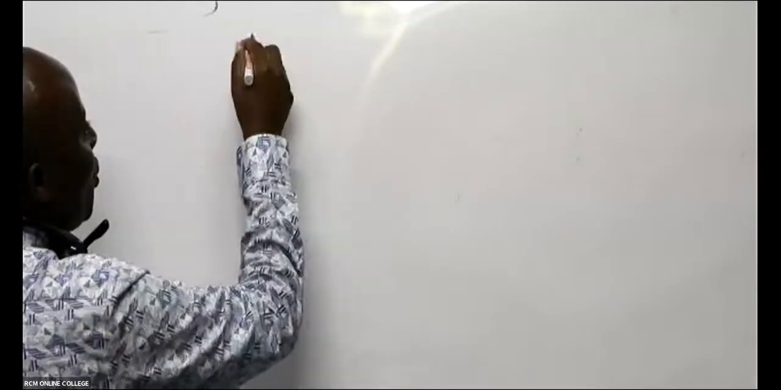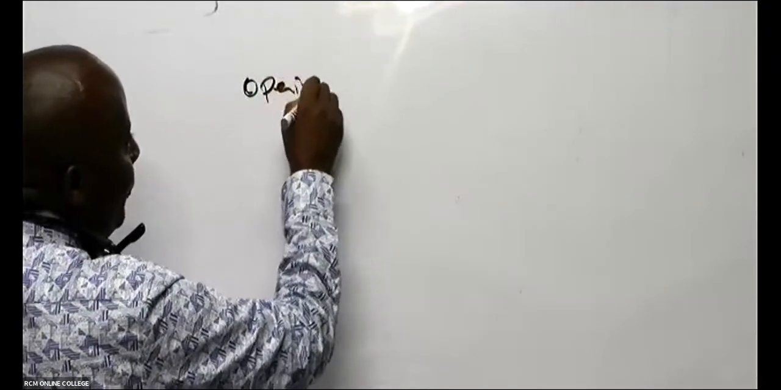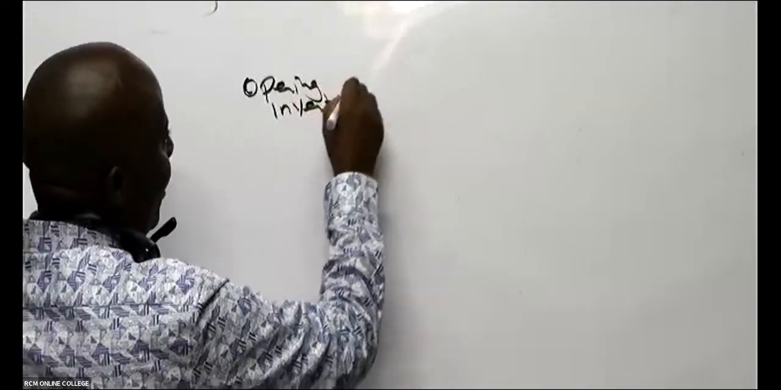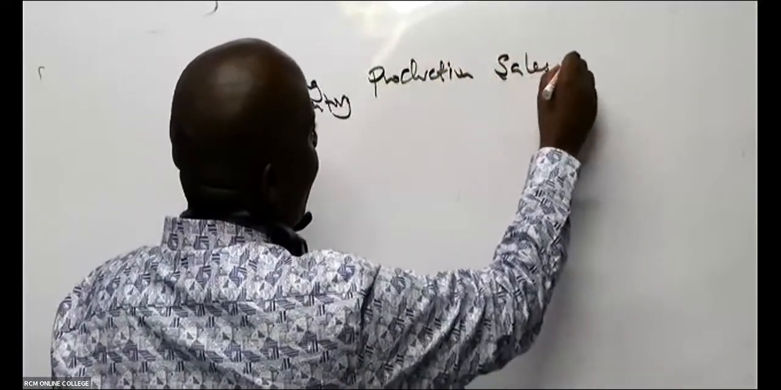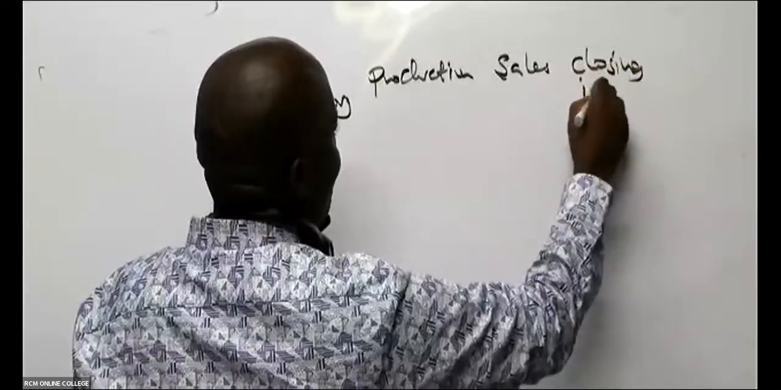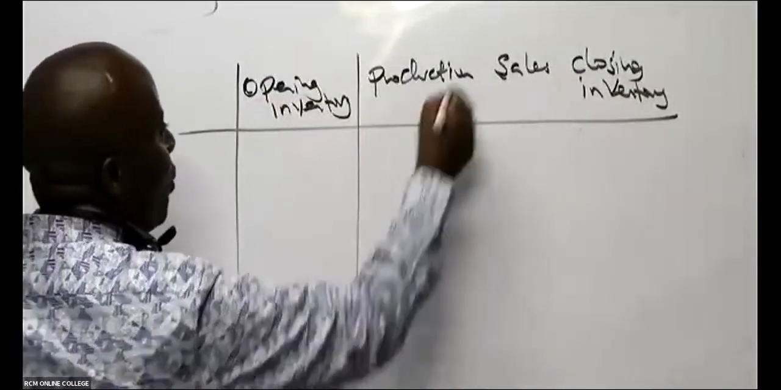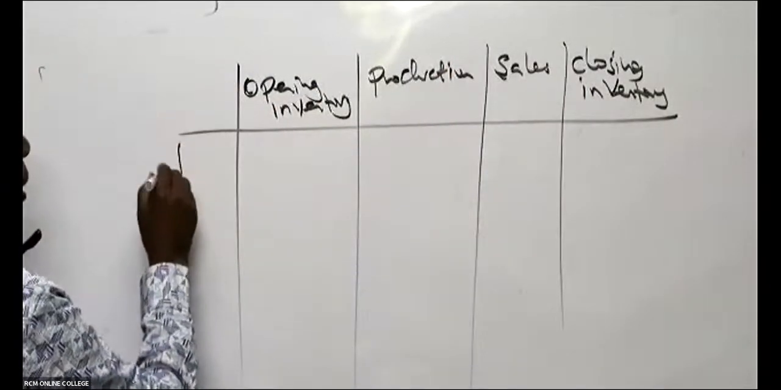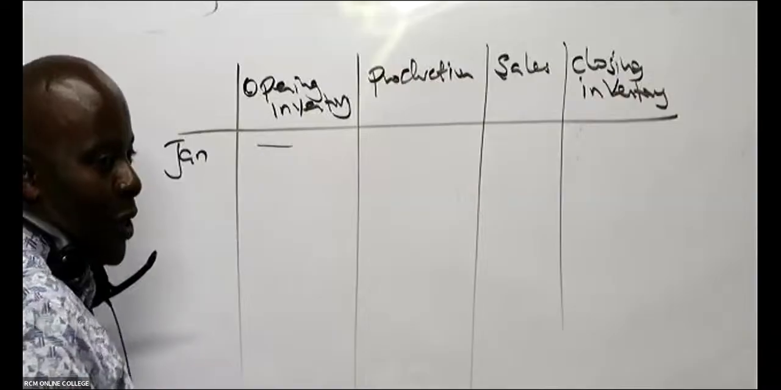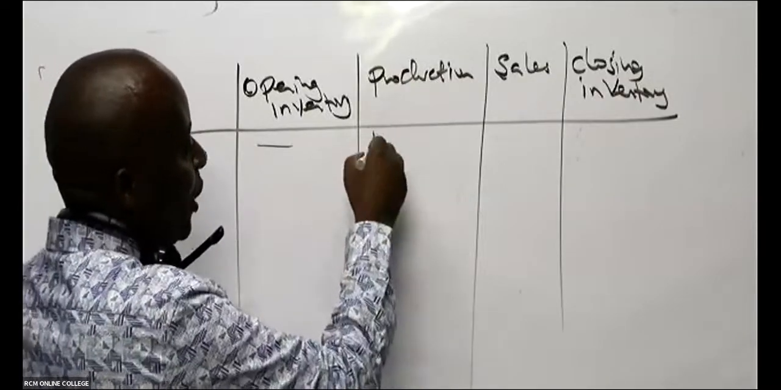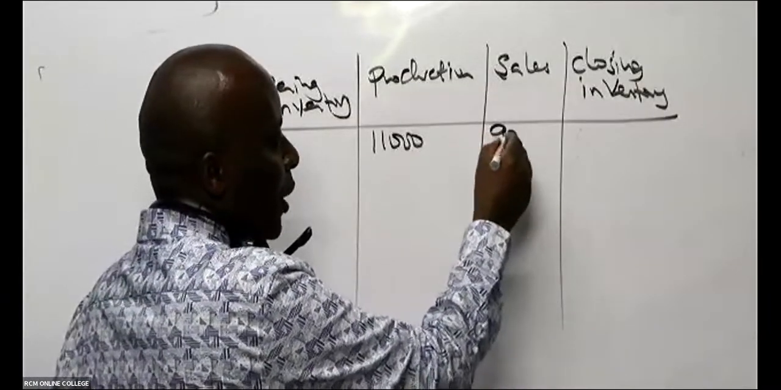So we have here inventory. It's very important for you to get inventories. We have opening inventory, production, sales, and then closing inventory. We start with the month of January. I can see evidently that there wasn't any opening inventory. In January, we did produce 11,000. Is that okay? And then we sold how many from the question? So how many were left as closing?